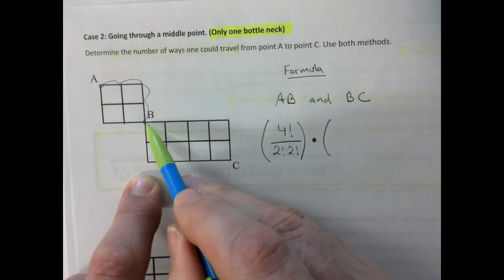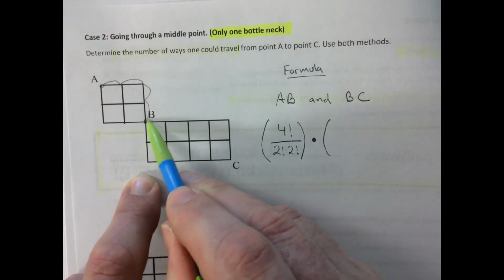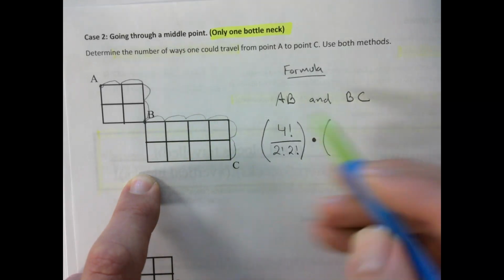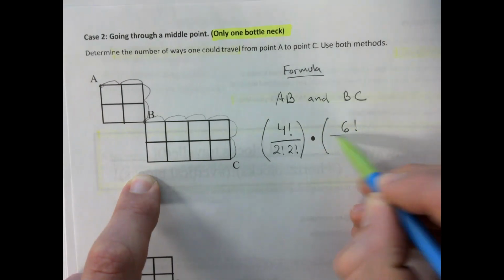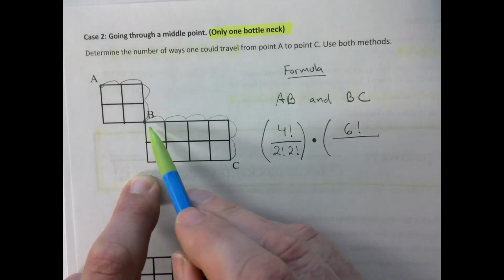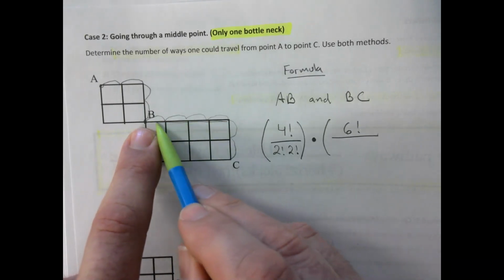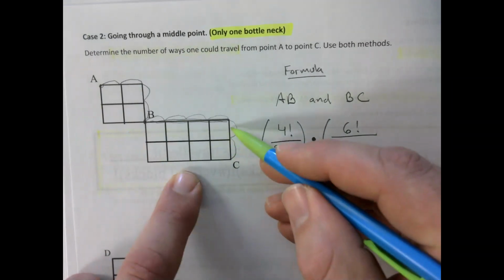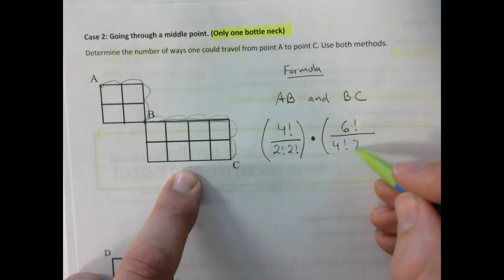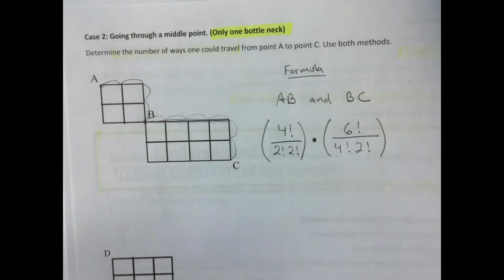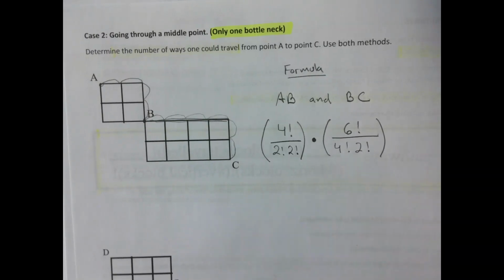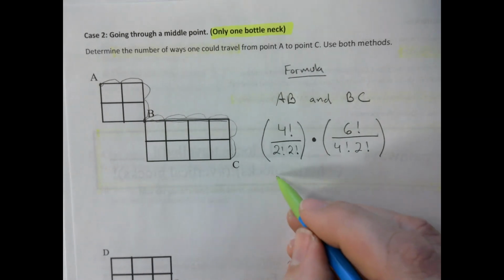And how many boxes are you traveling from B to C in total? You go 1, 2, 3, 4, 5, 6. 6 factorial. Over. How many sideways? 4, right? How many up and down? 2. And this is how the cookie crumbles, guys. The way the cookie crumbles.